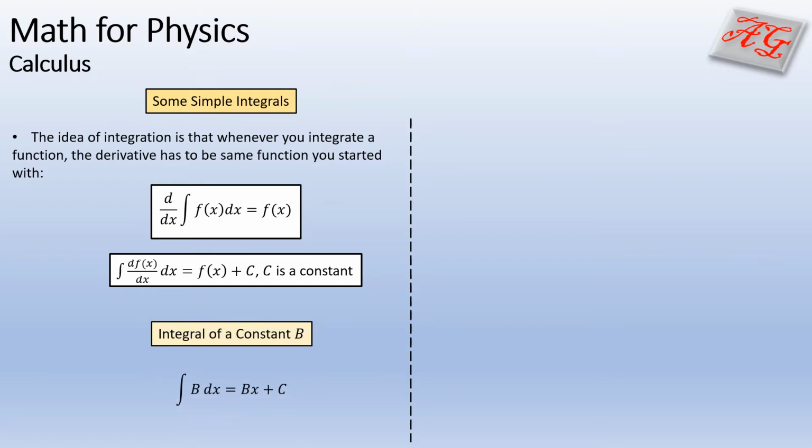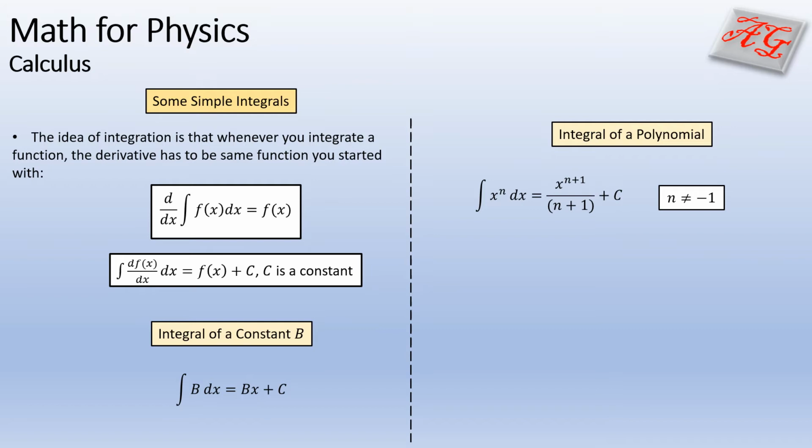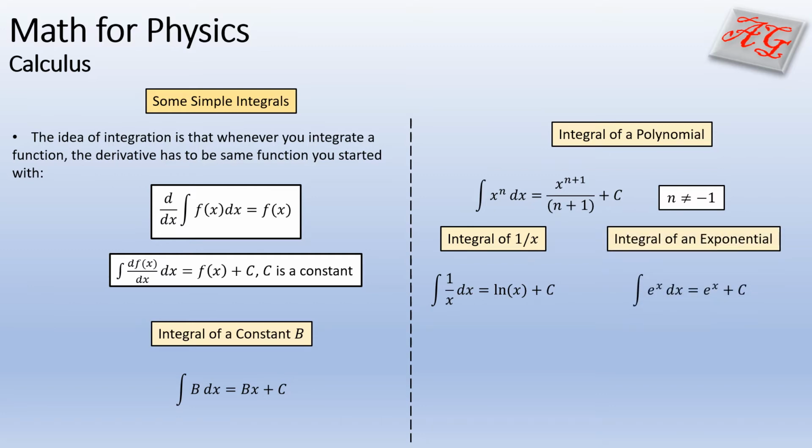As in the differentiation case, let's take a look at the integral of a constant. If b is a constant real number that doesn't depend on x, the integral of b with respect to x is b times x plus a constant c. The integral of x to the n with respect to x is x to the n plus 1 divided by n plus 1, if n is not equal to minus 1, plus the integration constant. The integral with respect to x of 1 over x is the natural logarithm of x plus the integration constant. The integral of e to the x with respect to x is e to the x plus the integration constant.